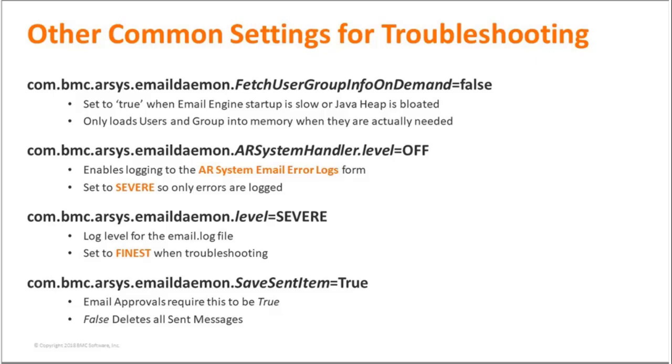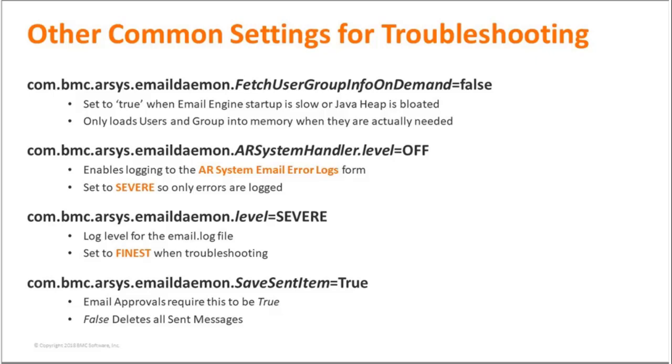Any of you guys that upgraded from an earlier version into 9X, you might have noticed that your AR System email error logs form no longer has information in it, and that's because by default the level is set to off. If you need it, if you want to use that kind of logging, and it is useful, then you need to set the handler.level to severe. We recommend not setting it higher than severe, just because it's a form, which means it's a table, and we don't want to load tons of data in there if it's not needed.